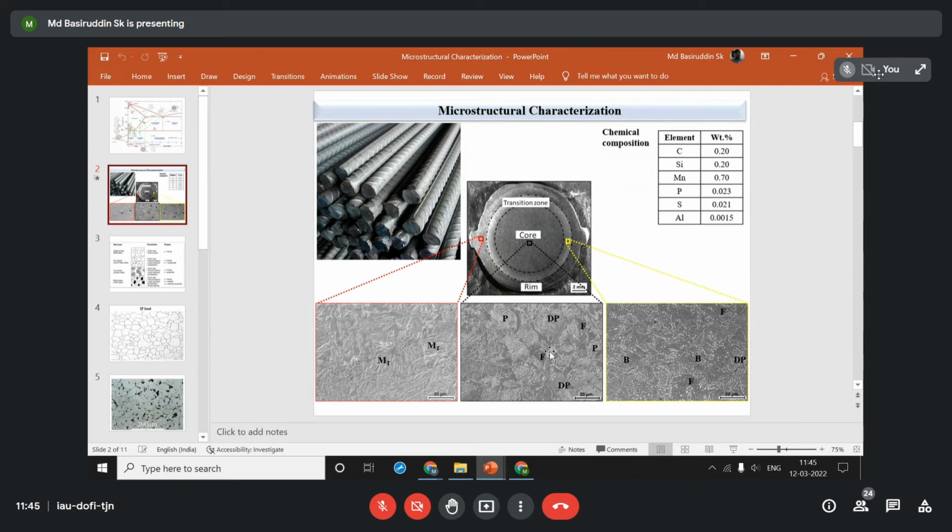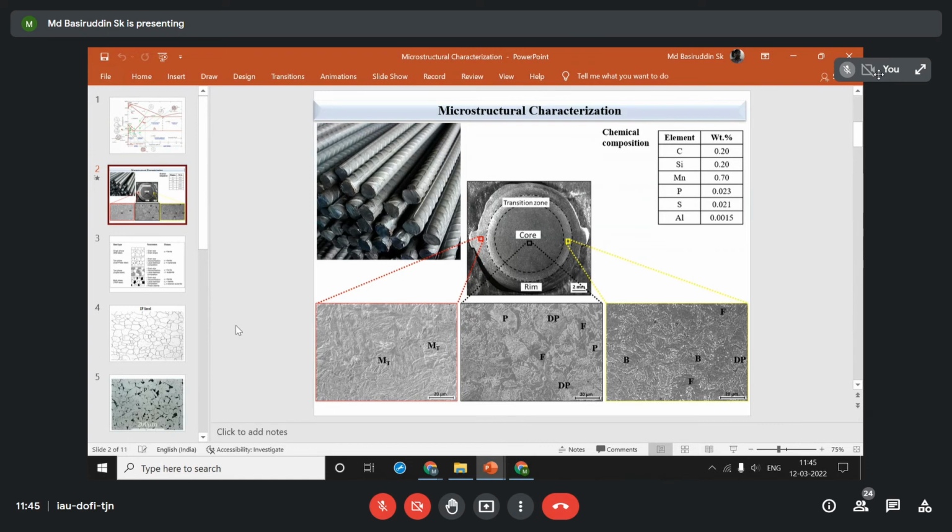Okay, so therefore, whatever micro hardness you are getting is the average hardness of each individual microstructural unit. So that is why macro indentation gives the overall hardness of a material.